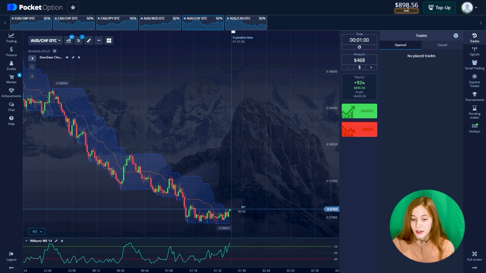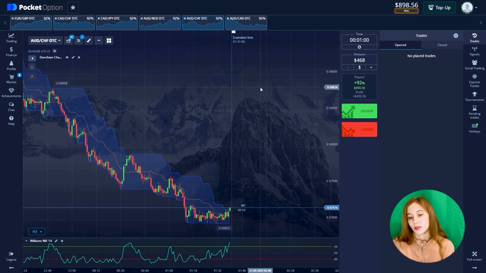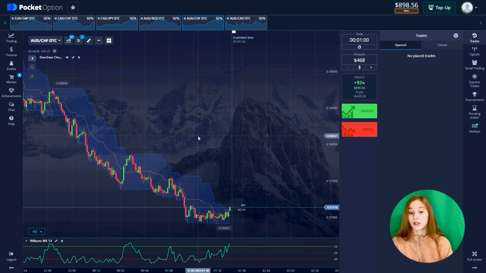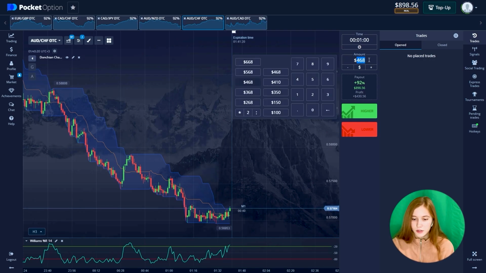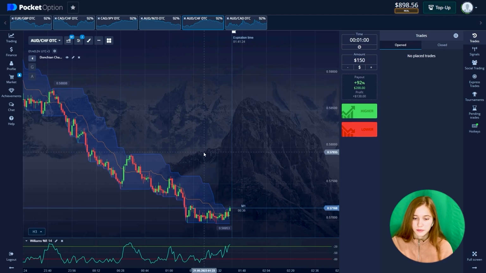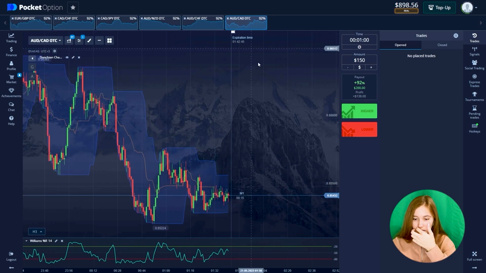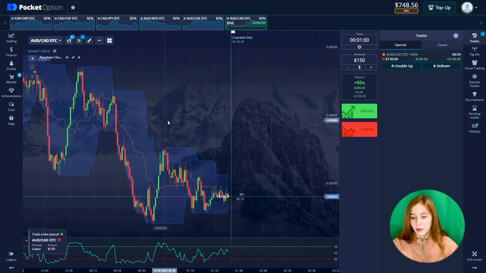And when we started, the amount was $100. Good result. So we have our last concept. Let's do it 150. So here we are. And we start our technical analysis.